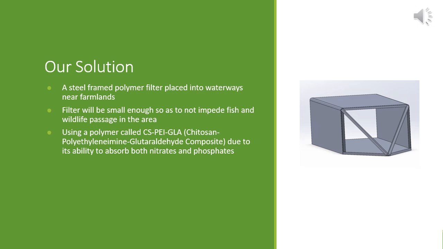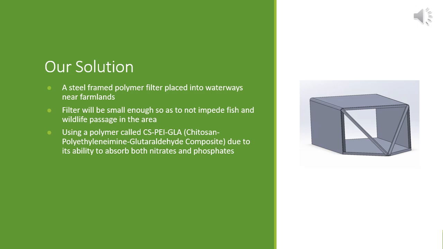Our solution is the design of a polymer-based filter which can be placed into the waterways near farmlands where runoff occurs. Part of the idea of this design is to be less invasive than something like a full-sized water treatment plant or a dam might be. Our design will allow fish to pass around the filter without being impeded.